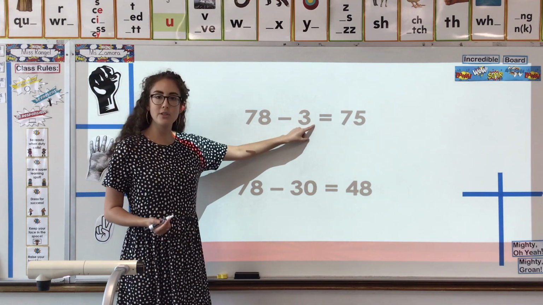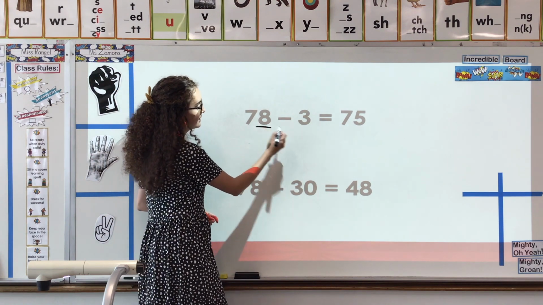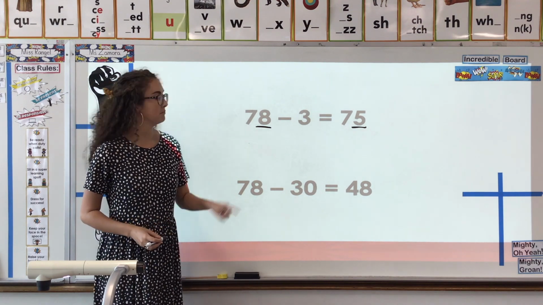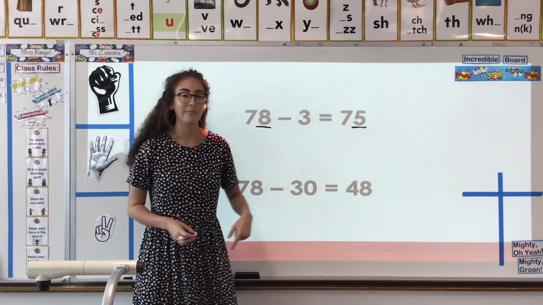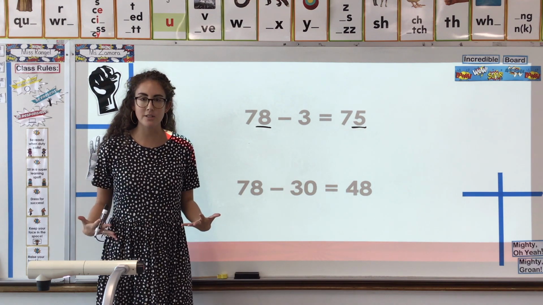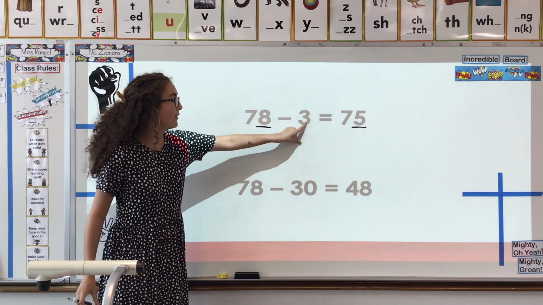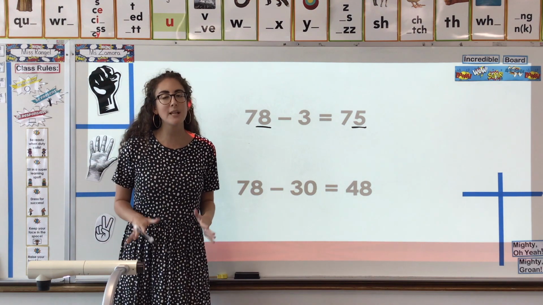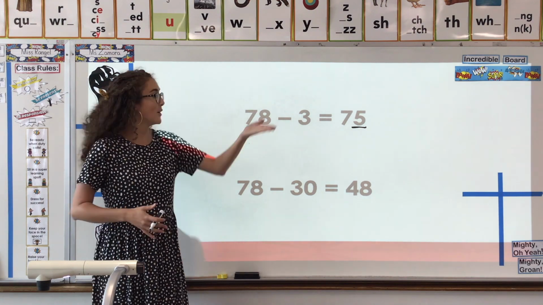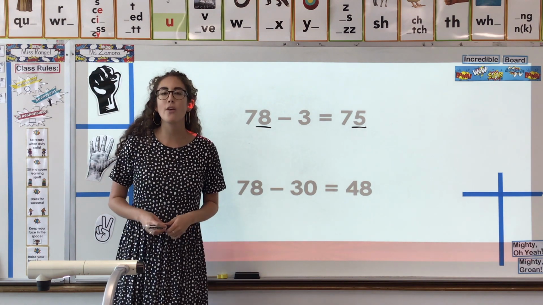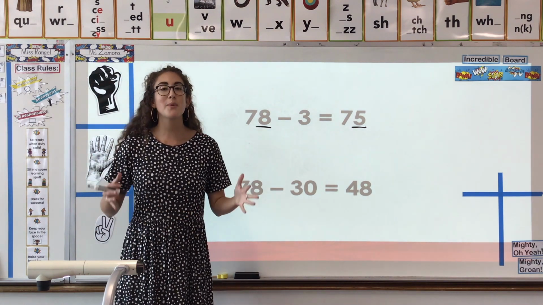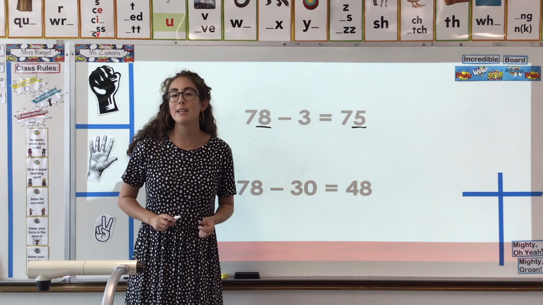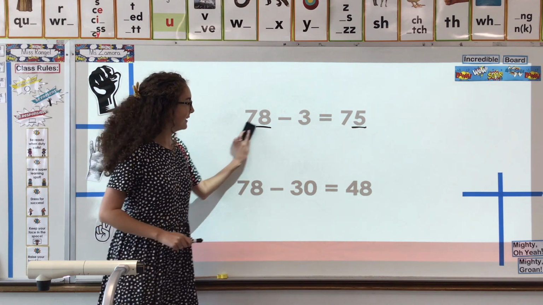In 78 minus 3, what do you notice between 78 and 75? Only the ones changed. All we did was take away 3 ones from this 8 ones. That was the only place value we were working with. So really, we were only working with one equation. So there is a simpler problem within 78 minus 3 that would allow us to solve this equation. Let's see.